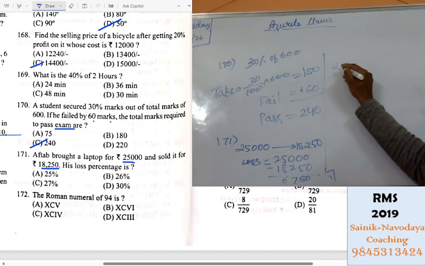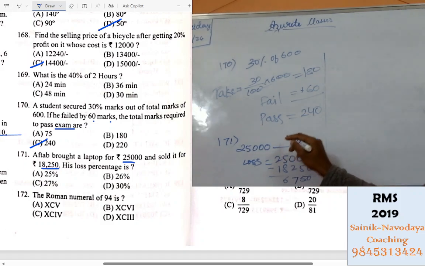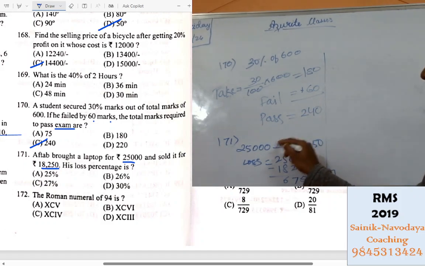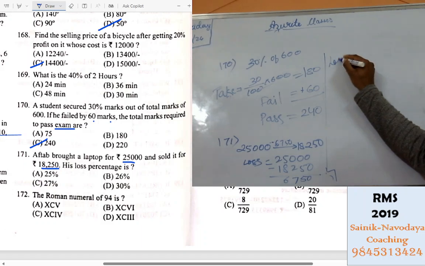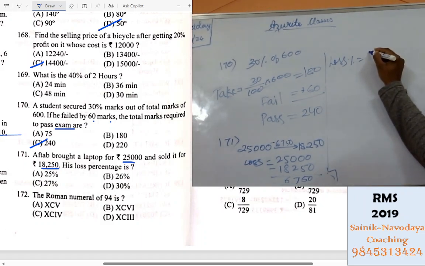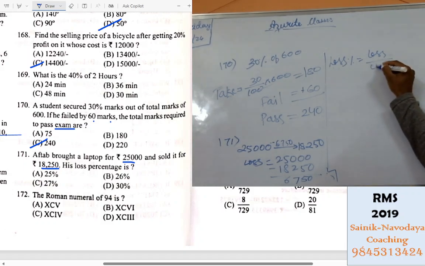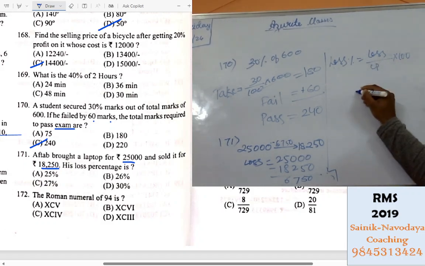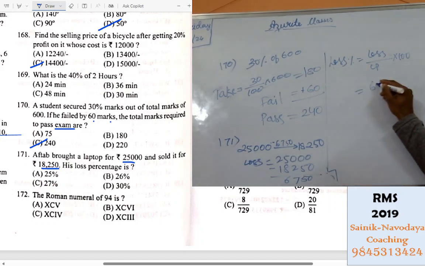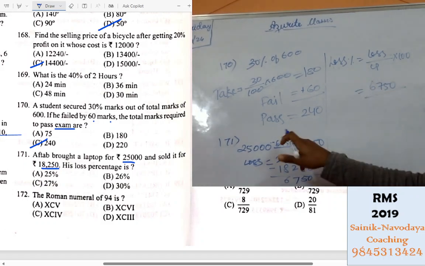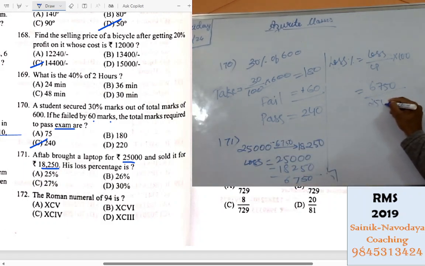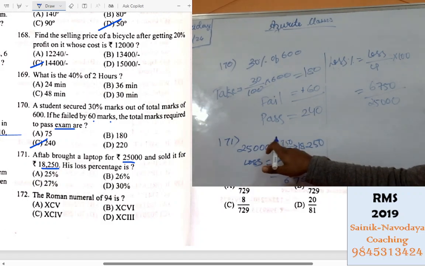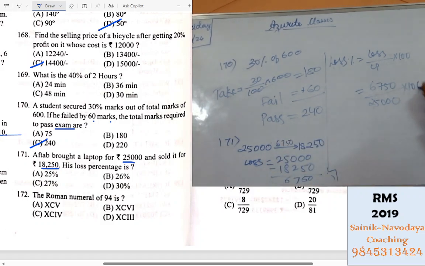So loss on 25,000 is 6,750. Okay. So that much is loss, how do we find loss percentage? Loss divided by cost price into 100. So loss is how much? 6,750. Cost price is how much? 25,000 and then into 100. If you do, you will get the answer.